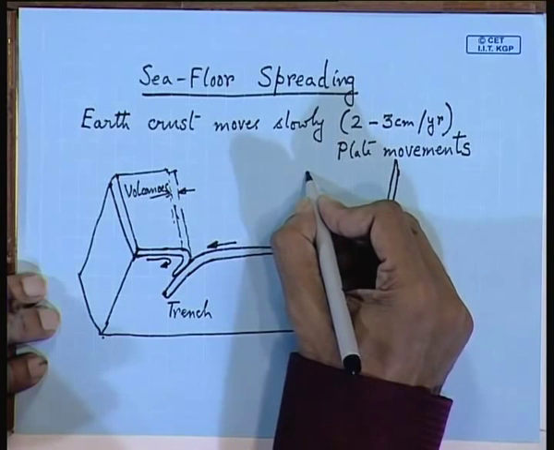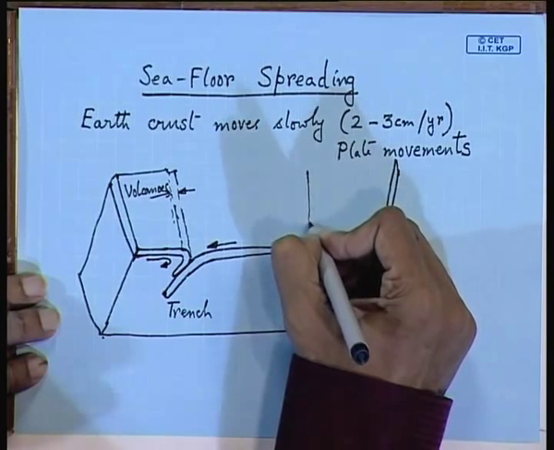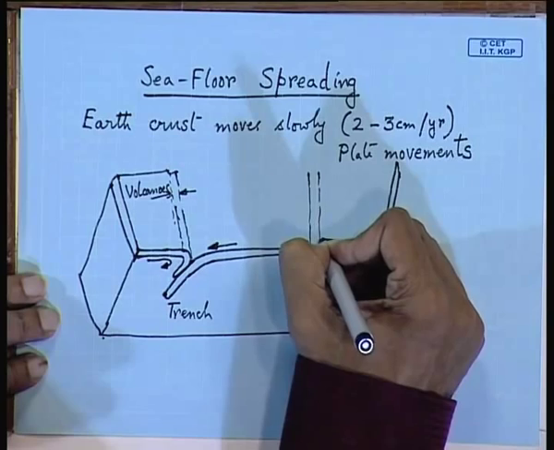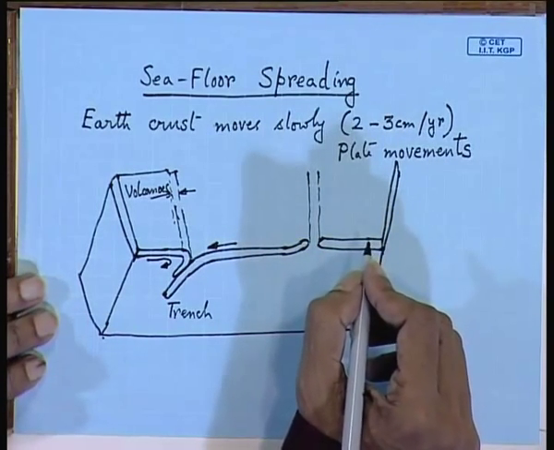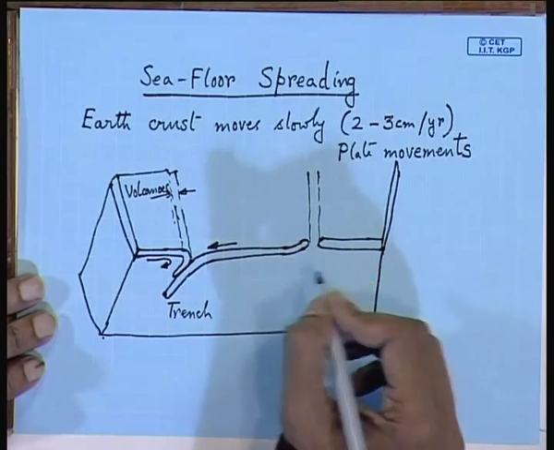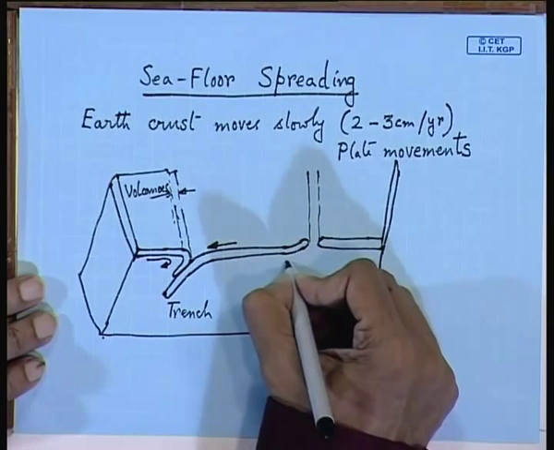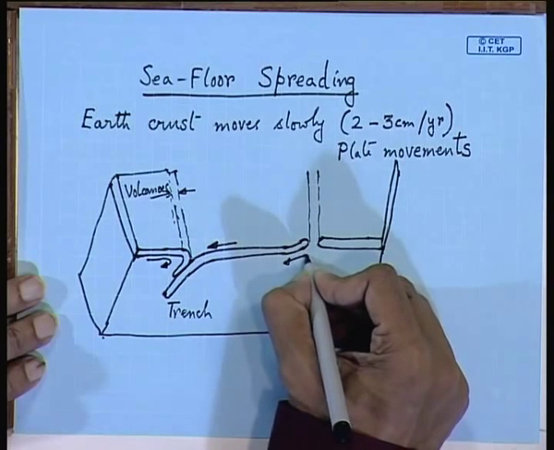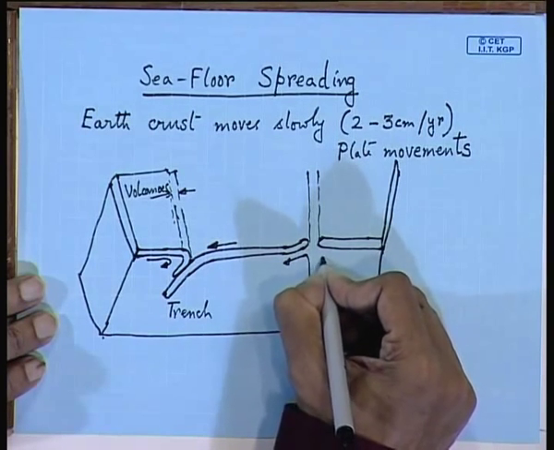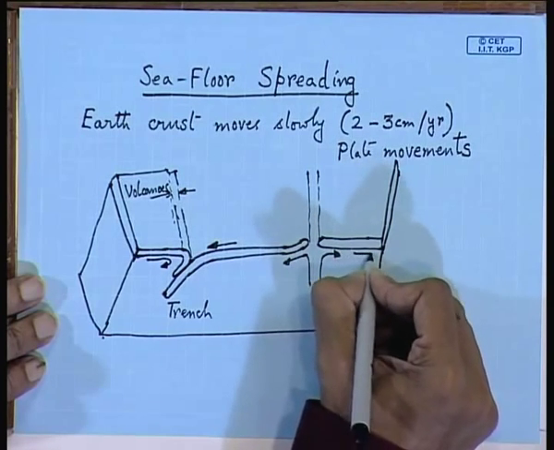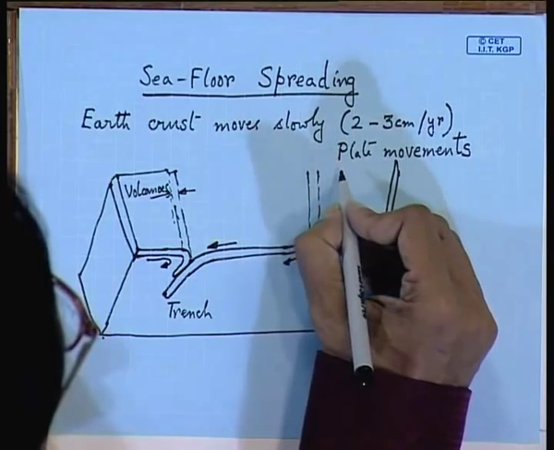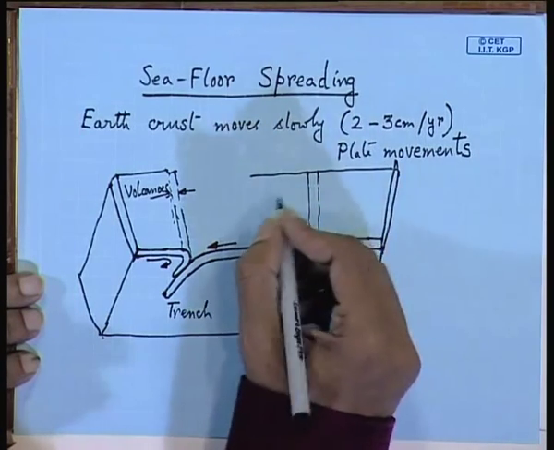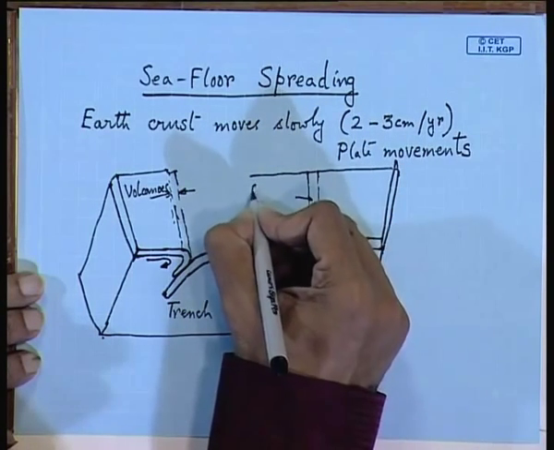Now, next is the occurrence of a ridge. So, how is a ridge going to occur? When two plates are moving towards each other, we have a trench. When two plates are moving away from each other, in this diagram you can see that these two plates are moving away from each other in opposite directions. So, this is a location of a ridge. This you call an oceanic ridge.